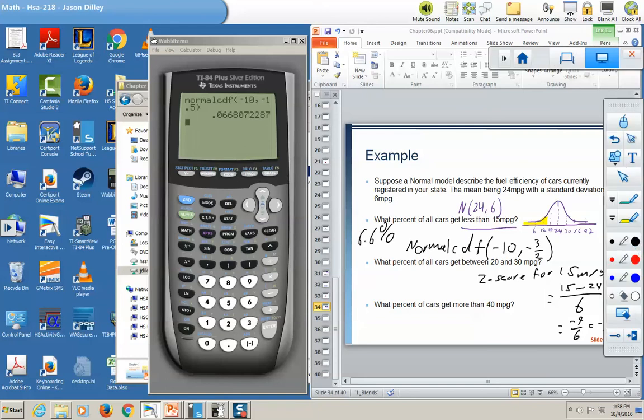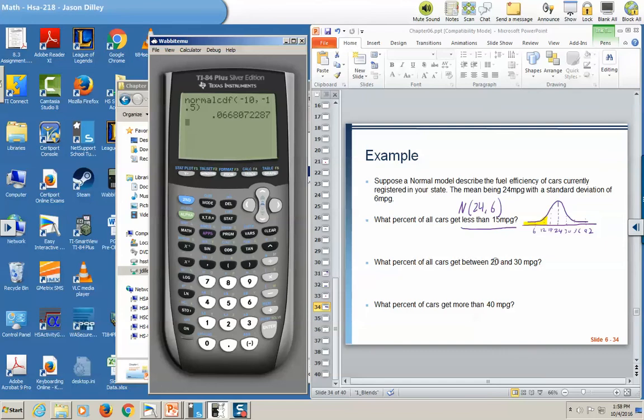Let's do the next one. We're just going to leave it on this same page. We'll clear this out. So what percent of all cars get between 20 and 30? We're going to draw a different graph this time. 24 is the center still. This is still 18, 12, and 6. But now we're going between that 20 and 30. So 30 is here. 20 is about there. So now we're finding this range inside.